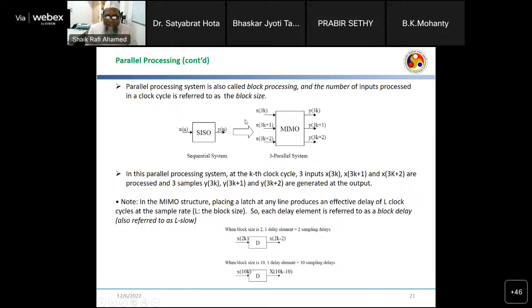In the second cycle, I will feed 3, 4, 5, then 6, 7, 8 and so on. But inside this, the time taken is only Tm plus 2Ta. So after Tm plus 2Ta, here I will get only 1 output, and here we will get 3 outputs. So the throughput of this one is 3 times that of this, whereas the complexity is also 3 times this one. But I can use some optimization technique to reduce this complexity to less than 3 times that of the SISO system. That I am not considering here, but it's possible. So this is about the basic 3-parallel processing system.